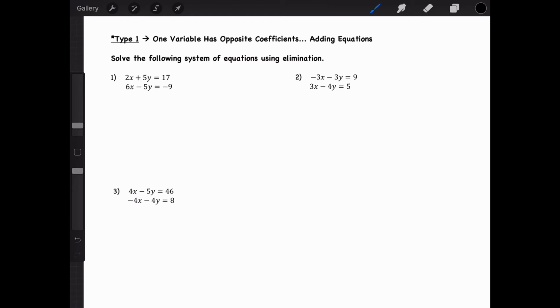There are three types of setups that you may come across when dealing with elimination method. The first type is when you have one variable that has opposite coefficients.